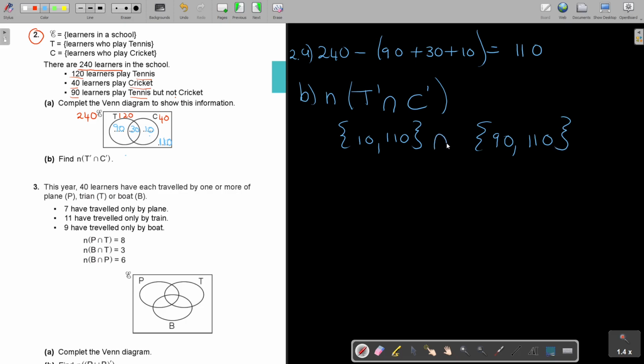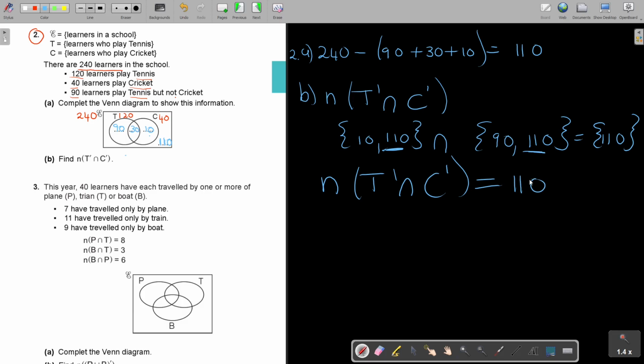And now it's intersection. So if I look at the intersection, what do I get? I'm going to get 110. Do you see? But that's the amount. So N of T's complement intersection C's complement will be 110. That's going to be the correct answer. Okay. And that's how you do that one.